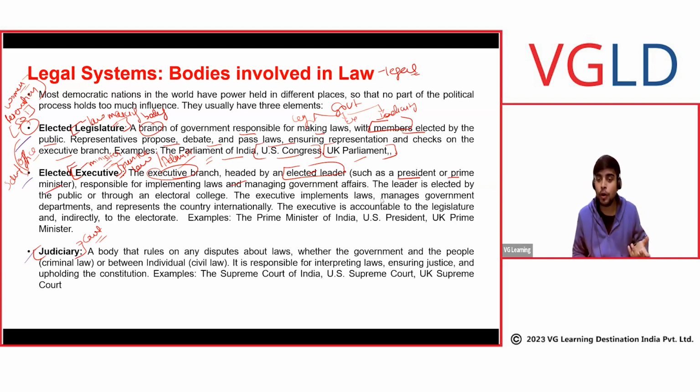I hope you understand that in the US, the president is the most strong, powerful entity, and in India and UK, the prime minister is the powerful entity. Can anyone explain to me why? If anyone knows, we'll be discussing this. Anyone knows? Don't worry. The executive is accountable to the legislature and indirectly to the electorate, basically the public. Examples: Prime Minister of India, US President, UK Prime Minister. No worries. That's what we'll discuss.